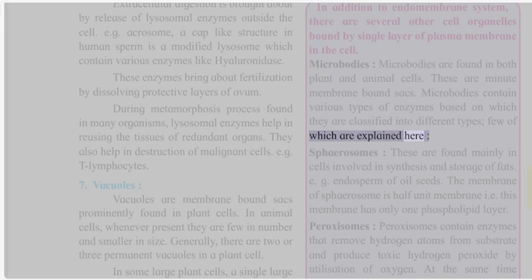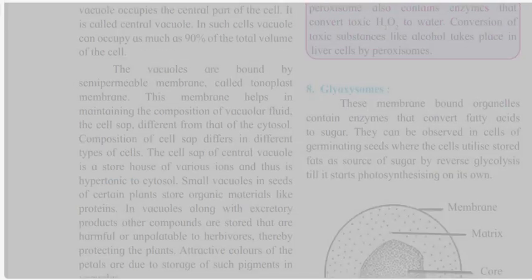Spherosomes. These are found mainly in cells involved in synthesis and storage of fats, e.g. endosperm of seeds. The membrane of a spherosome is a half-unit membrane, i.e. this membrane has only one phospholipid layer. Peroxisome. Peroxisomes contain enzymes that remove hydrogen atoms from substrate and produce toxic hydrogen peroxide by utilization of oxygen. At the same time, peroxisomes also contain enzymes that convert toxic H2O2 to water. Conversion of toxic substances like alcohol takes place in liver cells by peroxisomes.